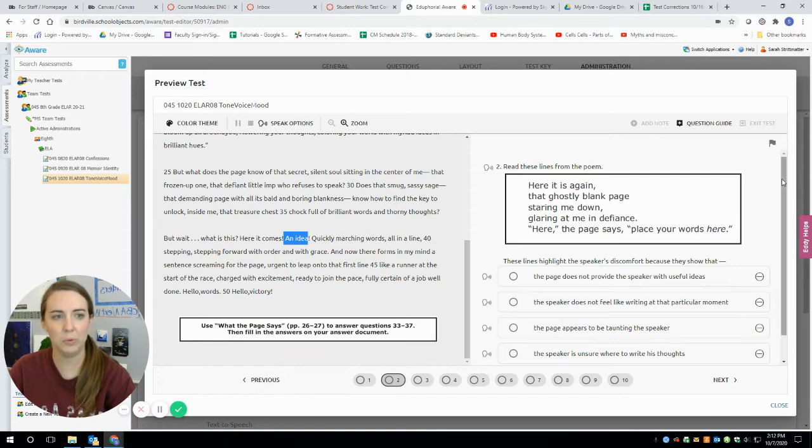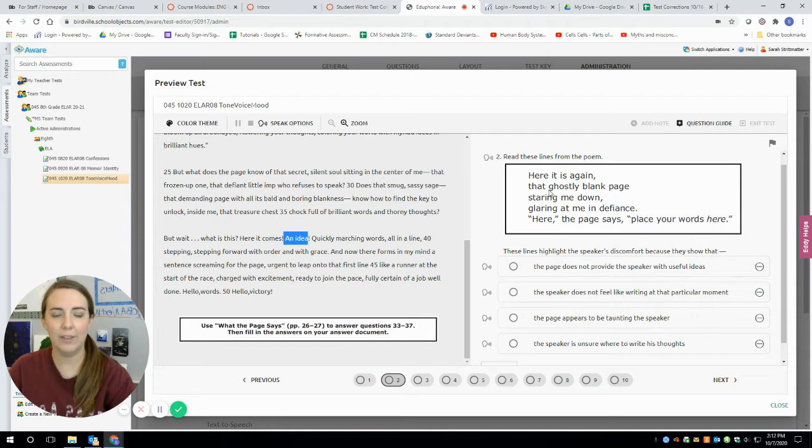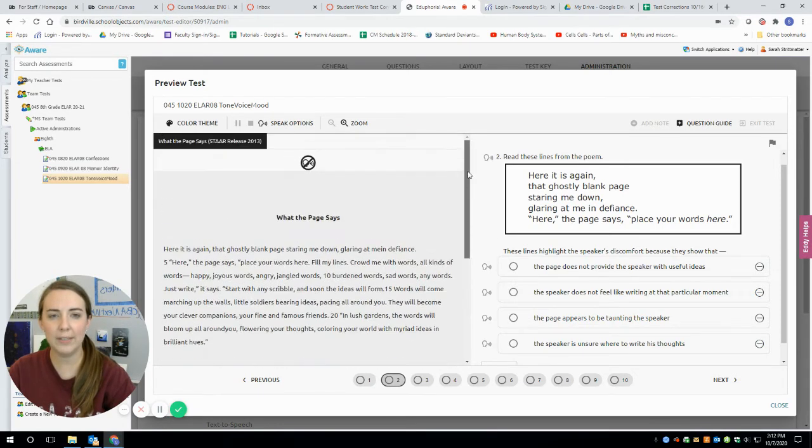That's question number 2. Read these lines from the poem. Here it is again, that ghostly blank page, staring me down, glaring at me in defiance. Here, the page says, place your words here. These lines highlight the speaker's discomfort because they show that. So as always, guys, instead of just looking at this box, we want to go find this in context. We want to see what comes before it and after it so we can get a bigger picture. Oh, it starts at the beginning, so that makes it easy.